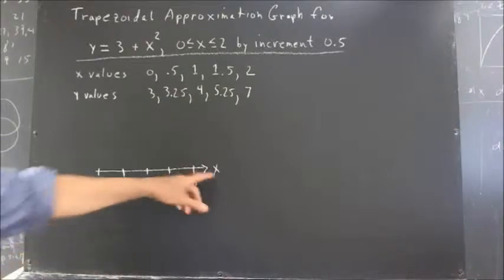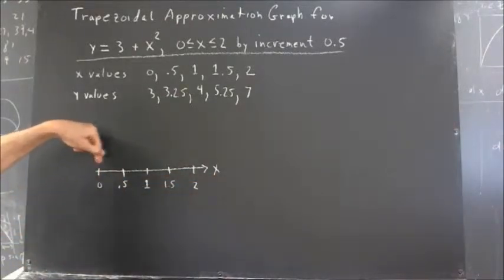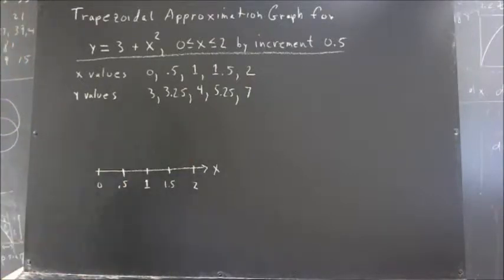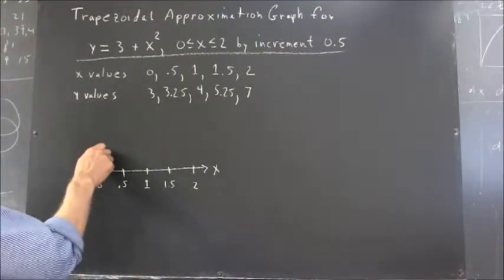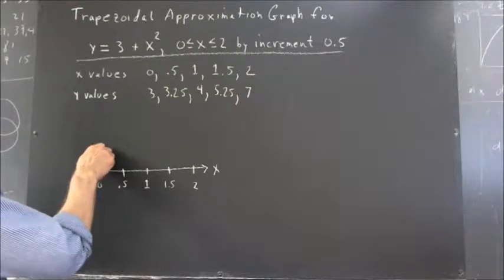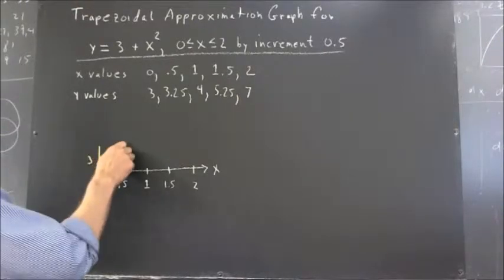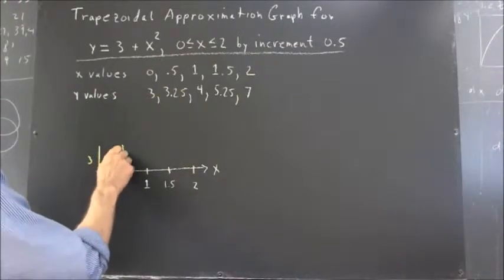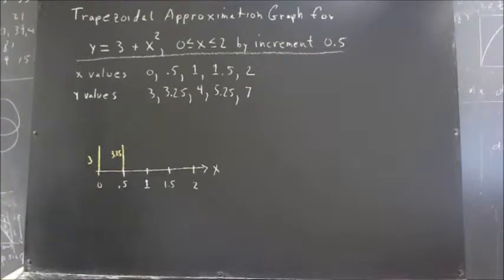I start with an x-axis where I've labeled the points 0 through 2 by increment of 0.5. Then my graph altitudes are going to be the y values. So we have a y value of 3 starting here, then a little bigger than 3, 3.25 here, and then we move on. I'm going to label these off camera, but you ought to sketch the graph yourself and see if you come up with the same thing I do.